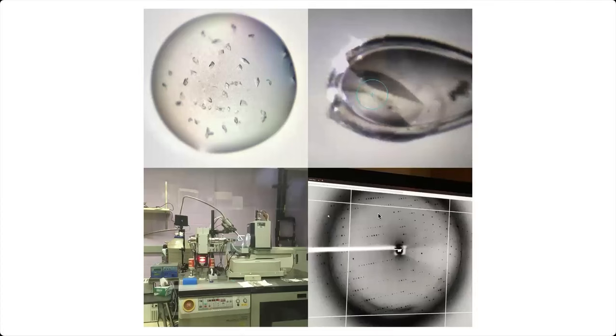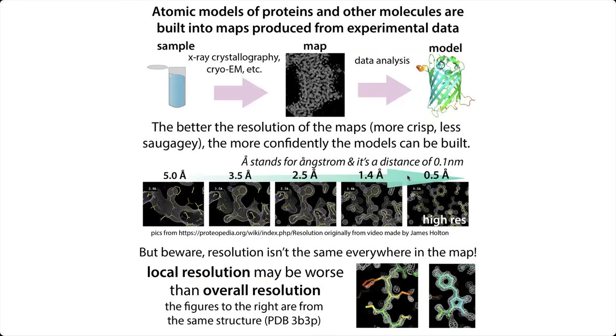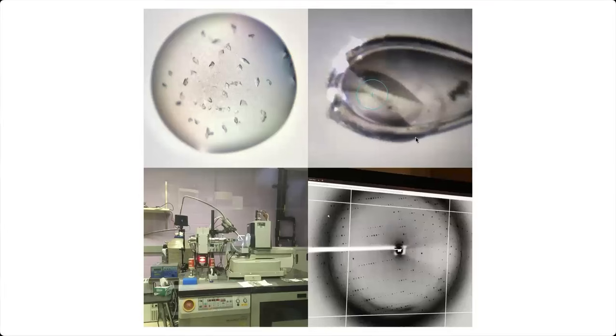We call this pattern of spots a diffraction pattern, and computers these days can interpret that pattern of spots and build backwards to give you one of those maps that you can then build a model into. And so this was just a home source. This was actually at my grad school, down the hall from me. We had this little X-ray machine.